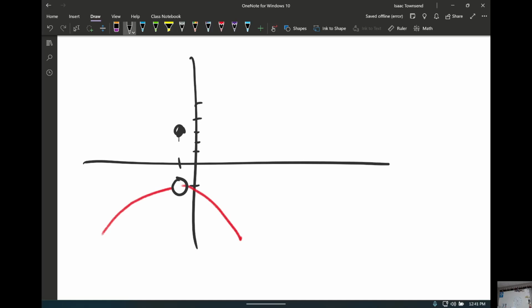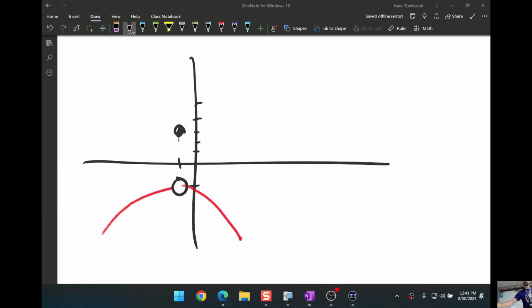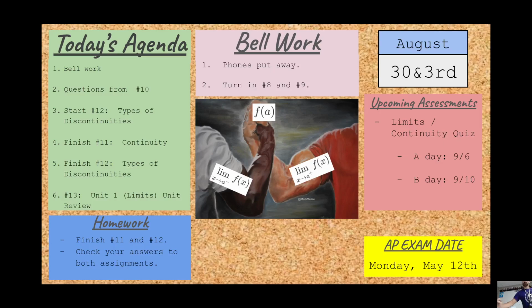Okay. Which goes back to today's meme, daily meme. If your limit from the left and your limit from the right are agreeing at the point, what? All of them are connected, so that's why they're continuous. If they all come together to the same value.